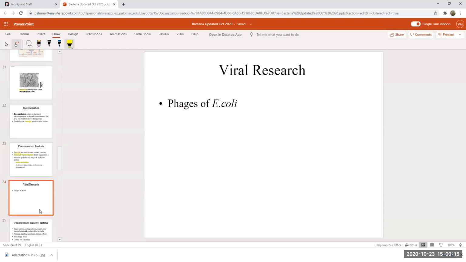Bacteria are huge in viral research. We know a lot about viruses based on research we've done, in particular with E. coli. Okay, much easier to do viral research on bacteria versus a mammal. The viruses that infect bacteria are called bacteriophages, and the short form of that is phages. So phages are viruses that infect bacteria.